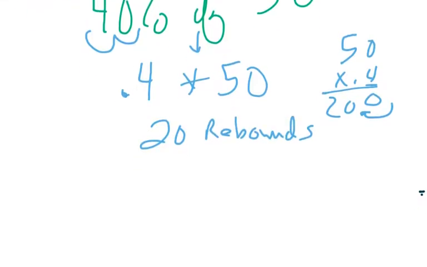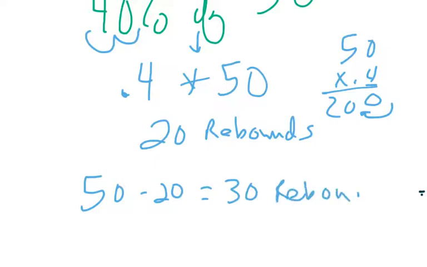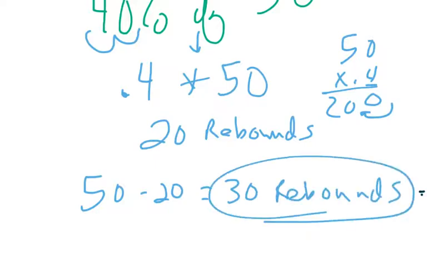And that means his teammates will get 50 minus 20, which is 30 rebounds. So this individual would have gotten 20 rebounds and his teammates would have gotten 30 rebounds for everyone else on the basketball team. Bonus points for those that may know who I'm talking about when I talk about Dennis and rebounds.